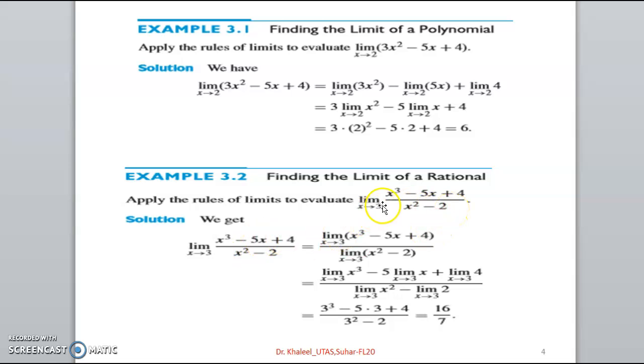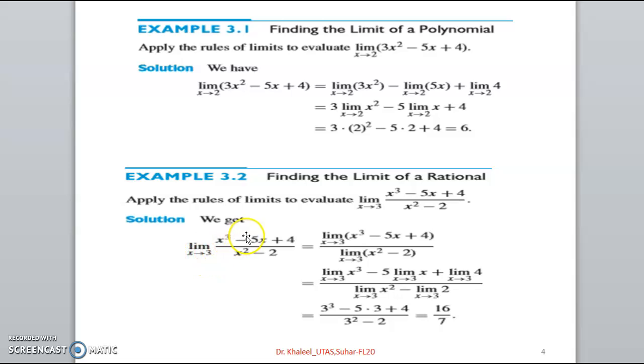So please remember, whenever you have a rational function, the first thing you are going to work out is that you put x equal to 3 in the denominator. When I put x equal to 3 in the denominator, 3 squared is 9, 9 minus 2 is 7, that means the denominator is not 0. So no issue. Remember, don't find the limit of a rational function without checking whether the denominator is 0 or not. If it is 0, don't use the method. If it is not 0, no issue.